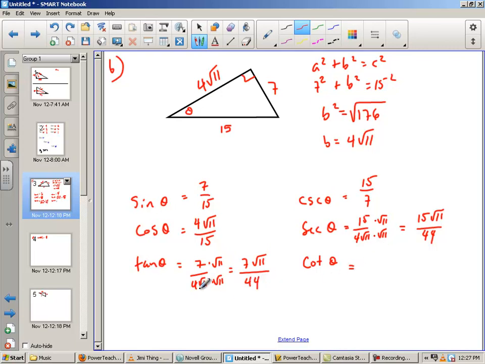And over here in the cotangent, if I take the original and I flip it, that would be 4 root 11 over 7. And there's number 6. A little bit of work with that square root that we had to deal with. But again, remember, 176 is the root 16 times root 11. And this is a 4. That's how we get our 4 root 11.